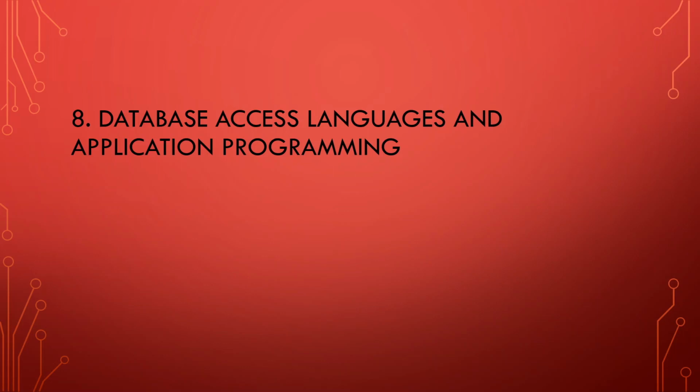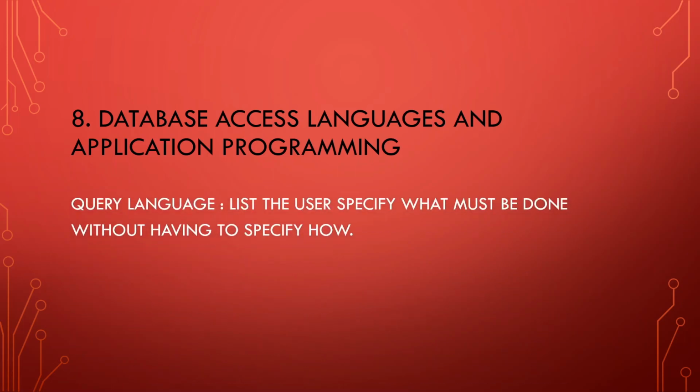So number 8 is database access languages and application programming. Query language lets the user specify what must be done without having to specify how. This type of language lets the user specify what he wants from the database without specifying how the computer must act to get that data.